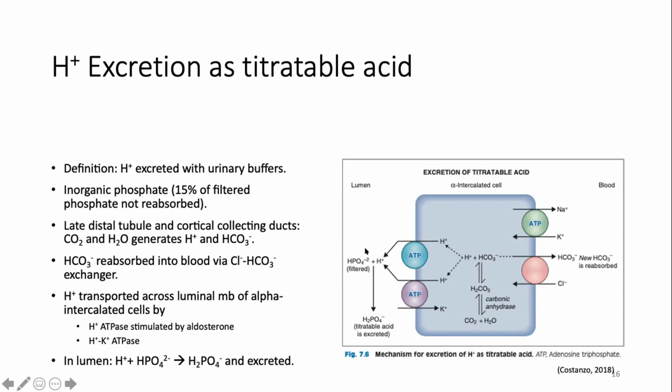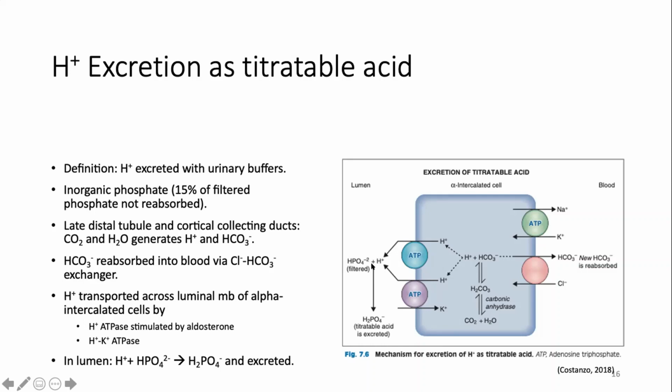So where does this inorganic phosphate in the lumen come from? It comes from the filtration at the glomerulus, meaning from your blood, it is filtered into the glomerulus, so it goes into the lumen. Some of this phosphate will be reabsorbed, but some will not, so they may remain in the tubular lumen.